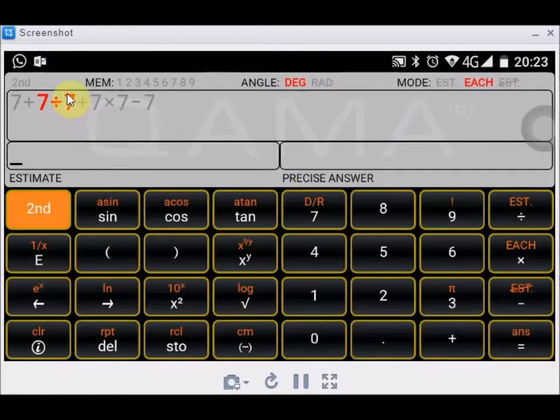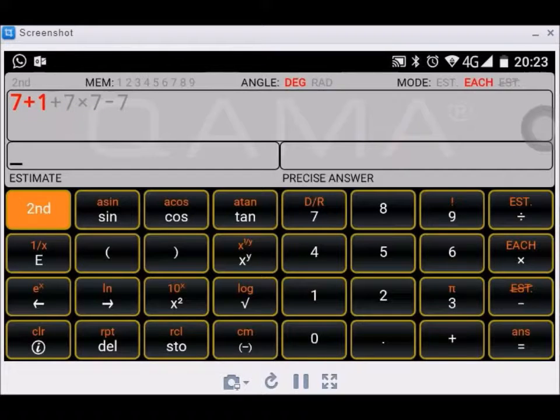Now we need to estimate this. It's got to be a reasonable estimation, and for 7 divided by 7, the only reasonable estimation is the right answer, which is 1. So if I just type in 1 and then the equals button again, and if it's right, then it will replace the 7 divided by 7 with the 1, as you can see.